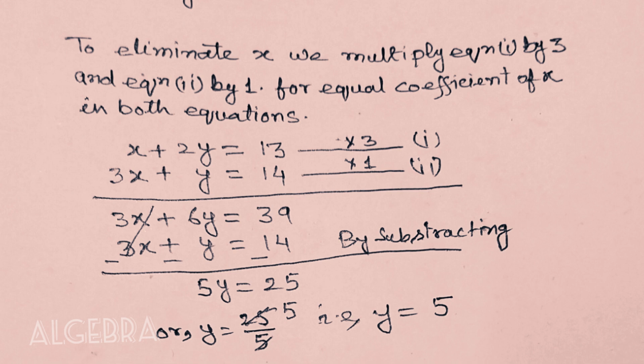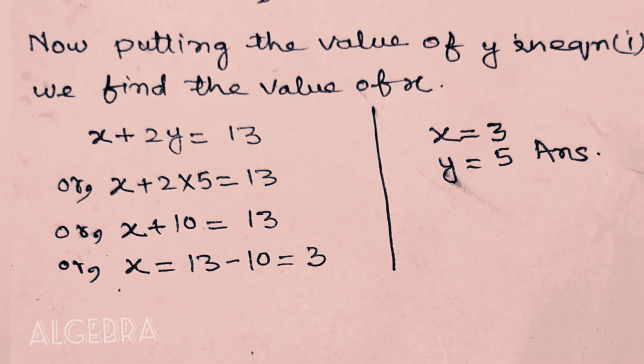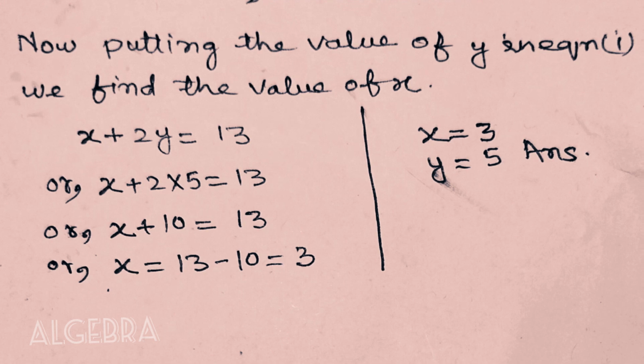By subtracting, 3x and 3x cancel, and 5y = 25, or y = 25/5, cancel 25 by 5 is equal to 5. Now putting the value of y in equation 1, we find the value of x. x + 2y = 13, or x + 2 × 5 = 13, or x + 10 = 13, or x = 13 − 10 = 3. So x = 3 and y = 5. Answer.